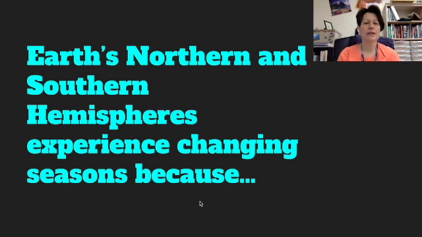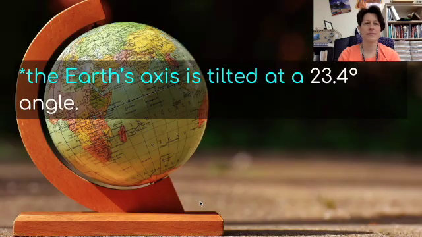Earth's northern and southern hemispheres experience changing seasons because the Earth's axis is tilted at a 23.4-degree angle. And you see that with the globe. That's why all of our globes are always tilted, because the angle of the Earth is tilted. Its axis is tilted between the north and south poles. This, along with the revolution around the sun, is what causes our seasons. If the Earth was perfectly up and down, we would not have seasons.